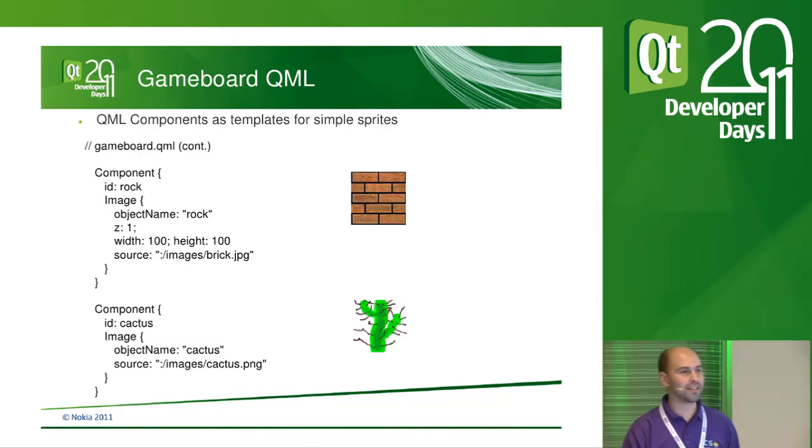So the game items are also simplistic. We only have bricks, cactus, and fire. The bricks and the cactus are very simple. They're just image items. They're wrapped in a component so that we can dynamically allocate them. Also, anything that is located in a separate QML file is implicitly a component.